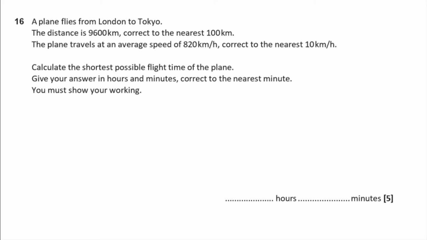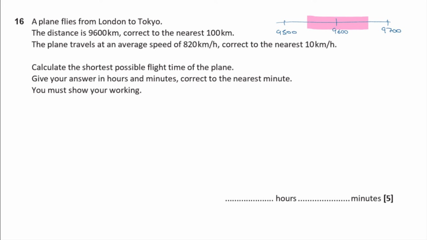Okay. So first things first, we need to consider the limits of accuracy for our two values that we are using in this calculation. So we've got distance, and we know that distance is 9,600 to the nearest 100. Now if you imagine the scale going up in hundreds and you had 9,600 on it, then the next number up on that scale would be 9,700, and the one before it would be 9,500. And so the ones that round to 9,600 are the ones that are halfway between or closer, aren't they?